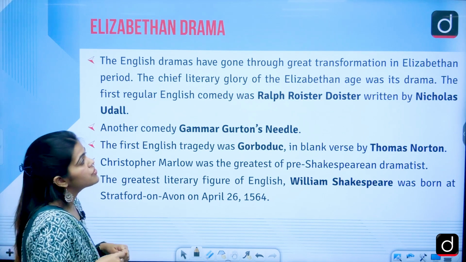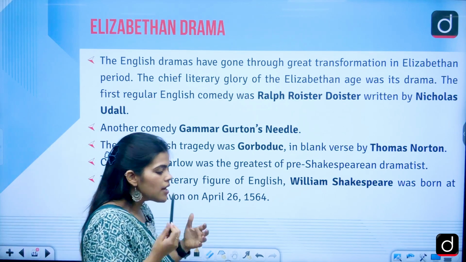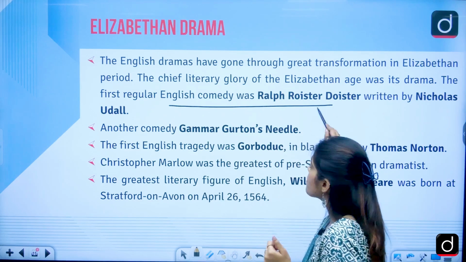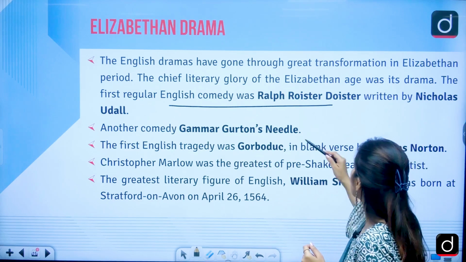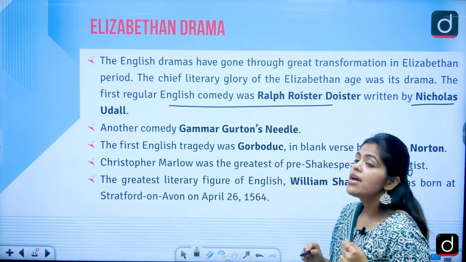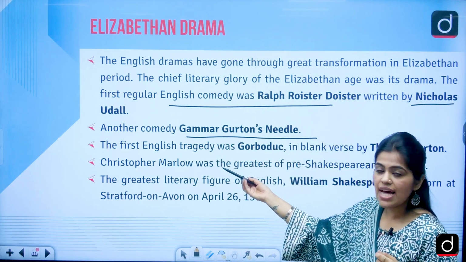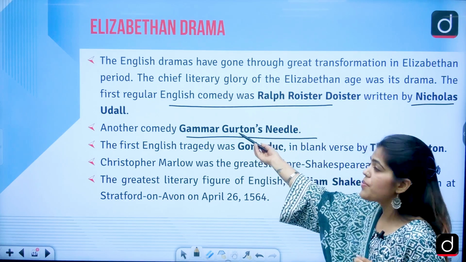Then come Elizabethan drama. So after studying what overall is drama, we'll be dealing with the English comedy, and the first English comedy, Ralph Roister Doister, written by Nicholas Udall. Then we'll be dealing with the other comedies that are there, like Gammer Gurton's Needle, that are written by Gurton.